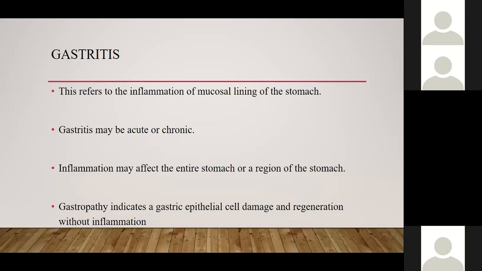So you could have this inflammation affecting every part of the inner aspect of the stomach, or it could just affect a very small region of the stomach. Sometimes when you read books, you also come across the term gastropathy, and gastropathy is not the same as gastritis, okay? Once we say gastropathy, it's telling you that there's damage to the stomach, however, there's no inflammation, okay? But gastritis, as the name suggests, tells you that there is inflammation of the mucosa.